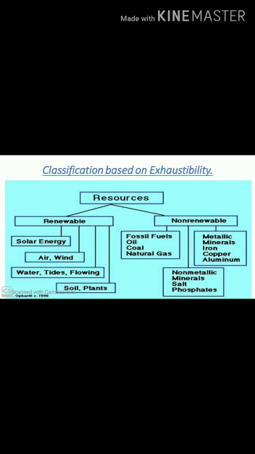Another classification is based on renewability or exhaustibility. In the chart, we can see these resources are two types: renewable and non-renewable. Renewable resources are those which can be used continuously year after year. Resources which can renew themselves quickly are termed as renewable resources. Examples: solar energy, wind, soil, plants, forest, air, etc.